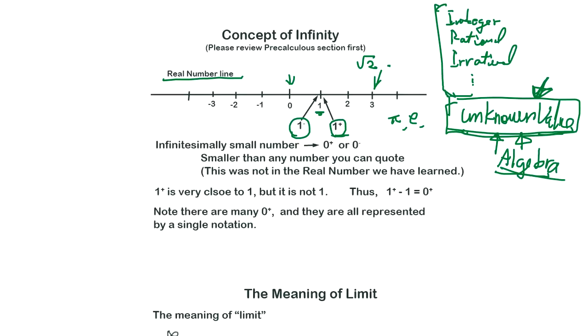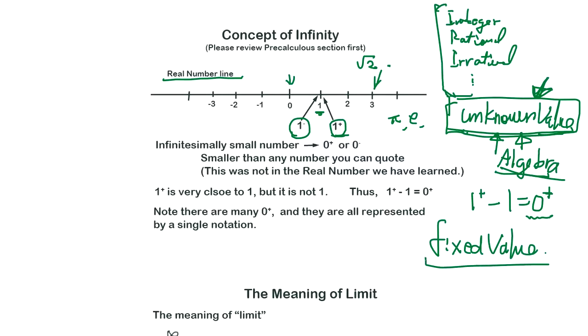If you do subtraction, 1 plus minus 1, there is some amount very close to 0, but it's not 0. Okay, so there's no fixed value. That's the new number we need to introduce in order to construct the entire calculus theory.